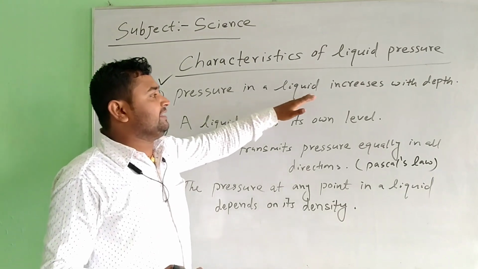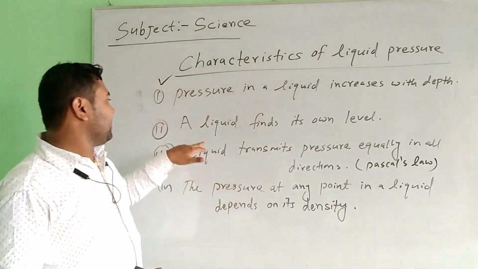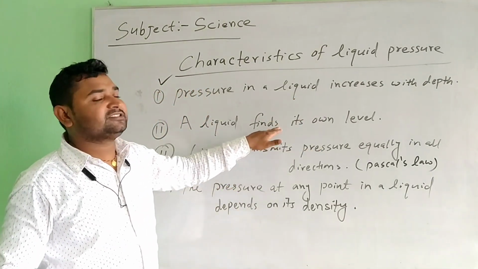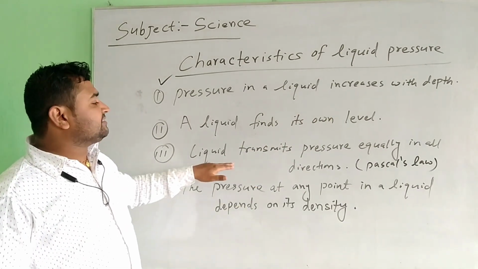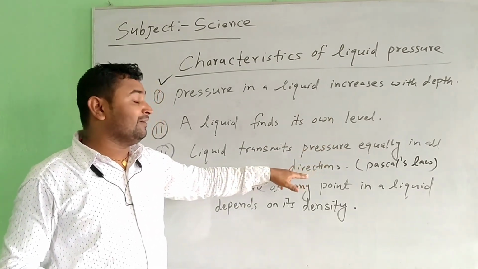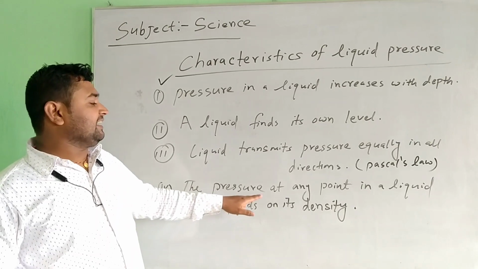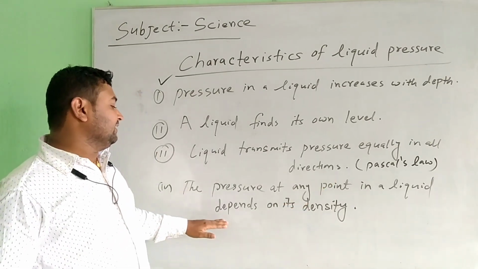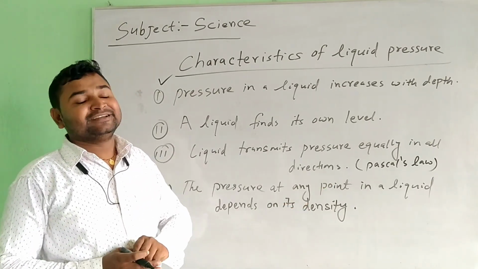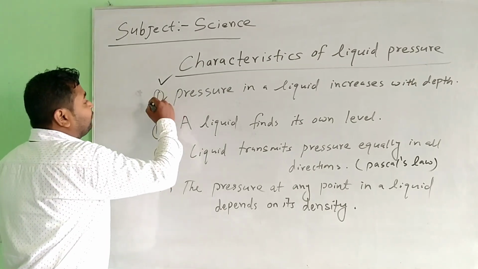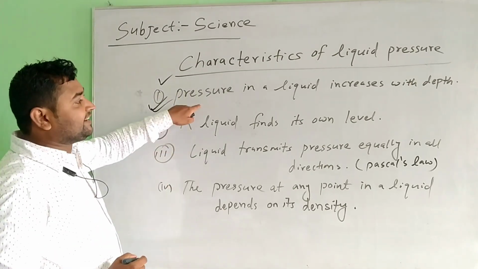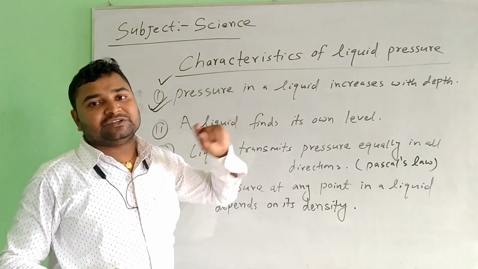Pressure in a liquid increases with depth. Another is that a liquid finds its own level. Liquid transmits the pressure equally in all directions. The pressure at any point in a liquid depends on its density. So let's talk about the first characteristic: the pressure in a liquid increases with depth.